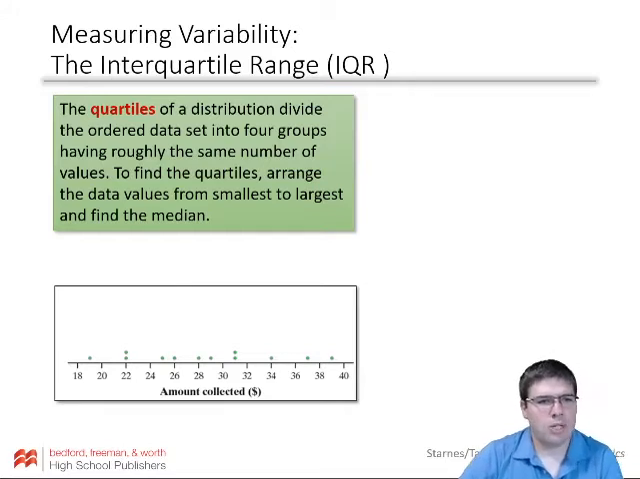To find our quartiles, arrange the values of the data from smallest to largest and find the median. Well, this is kind of nice. They've already got this in a dot plot, so they're arranged from smallest to largest. So first thing we do is find the median, cut it in half.